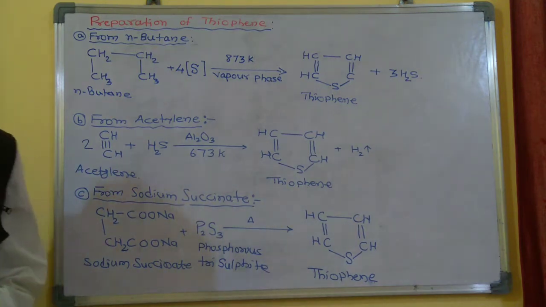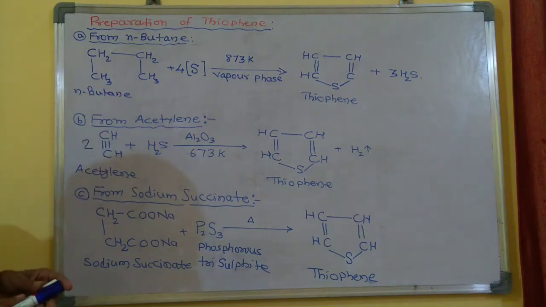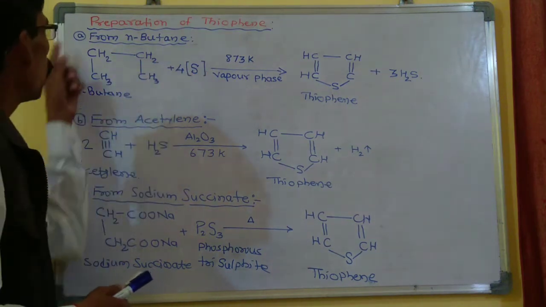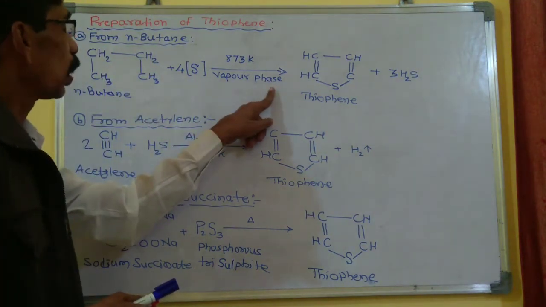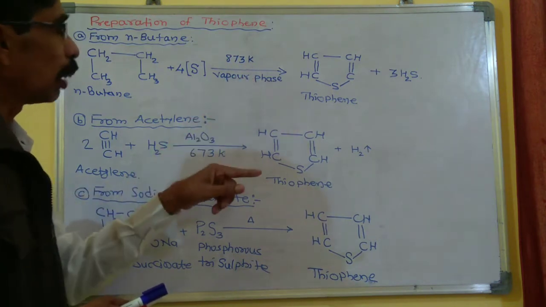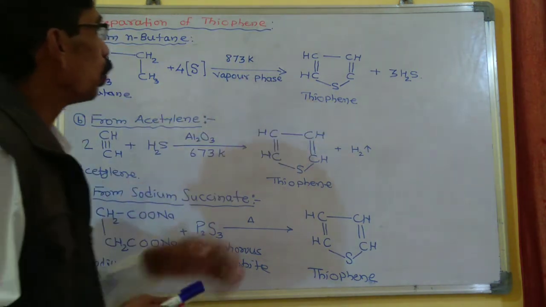When gaseous N-butane is allowed to react with sulfur in the vapor phase at 873 Kelvin, it gives thiophene.